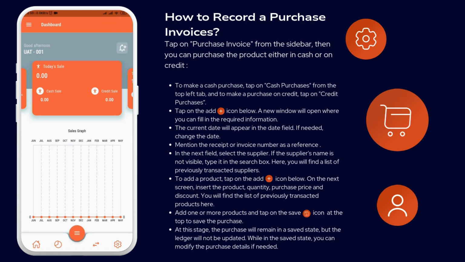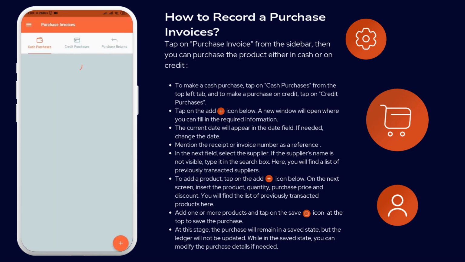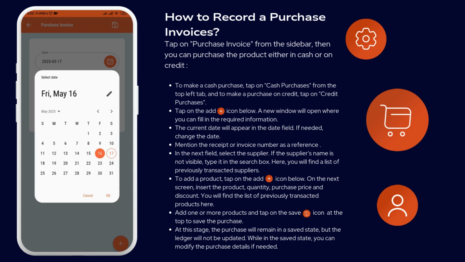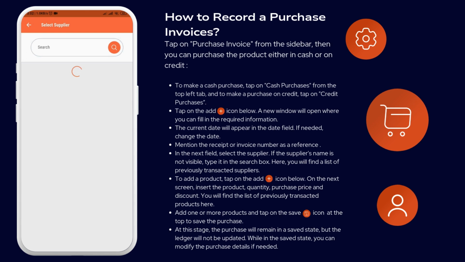Now, let's learn how a user can record a purchase, whether it's made in cash or credit. Tap on the purchase invoice from the sidebar. On the next screen, select Cash Purchase from the top tab. Then tap the Add icon at the bottom to start a new entry. This opens a purchase form where you will fill in the required details. By default, today's date will appear in the date field, though you can change it if needed. Next, enter the receipt or invoice number as a reference, and then choose the supplier from whom you are purchasing.